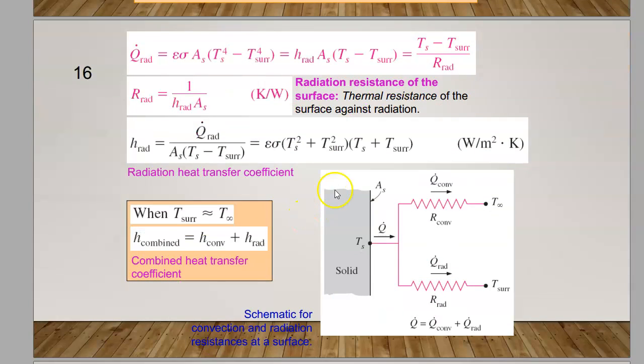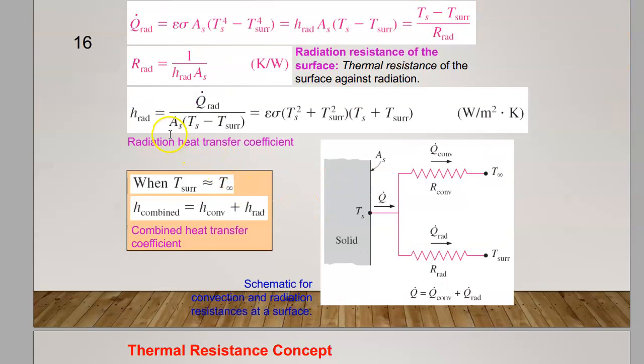Alright, so h radiation is equal to this, which has been rewritten using the above one. So we got these things. And this is a schematic where convection and radiation happen at the same time. So Q total is equal to Q convection plus Q radiation.